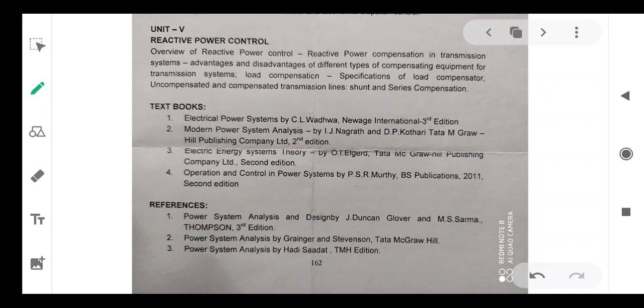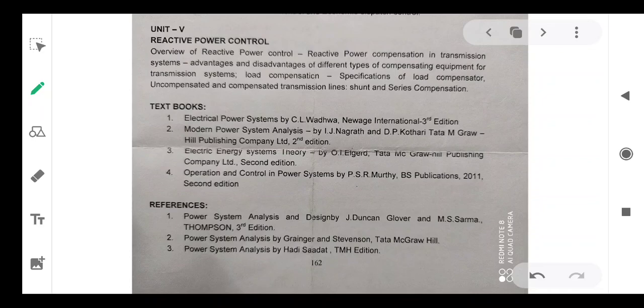At last we will consider reactive power control, in which various sinks and sources of reactive power of the power system, and then uncompensated lines and compensated lines, so series and shunt compensations, as well as line and load compensation and its specifications, and the comparison among all the compensators. Then we will summarize the reactive power control and compensation, different compensation methods.